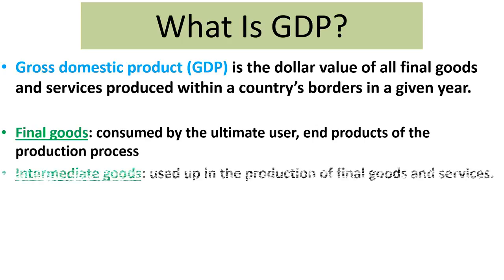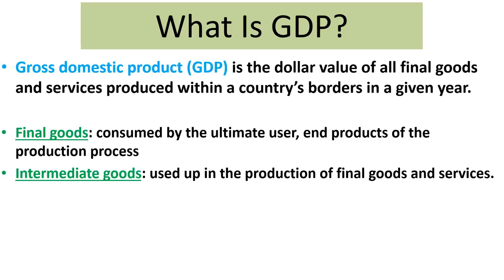It's going to be important to understand the difference between final goods and intermediate goods. Final goods are consumed by the ultimate user. These are the end products of the production process. This is when you go to the store to buy a pair of shoes, those are the shoes that you buy. An intermediate good is a good that the business may have to purchase as part of producing the thing that you want to buy, but it's going to be used up in the production of final goods and services. So if I count both, I'm going to have a number that's a little bit off when it comes to GDP.